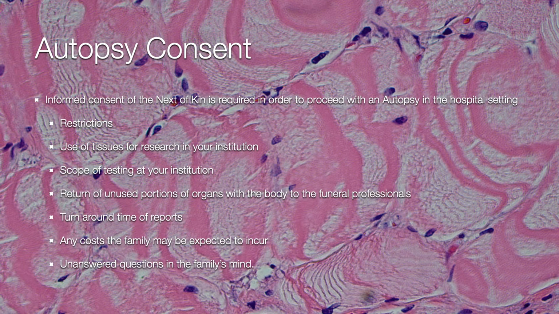When taking an informed consent for an autopsy, the items that need to be discussed include the restrictions for the autopsy, use of tissues for research, scope of testing provided by the hospital, return of organs with the body to the funeral professionals. It is important to manage expectations by discussing the expected turnaround time for all reports involved and any costs that the family may incur as a result of the autopsy. Most teaching institutions provide autopsy services free of charge to the family, but all aspects may not be covered, such as transportation from an outside facility or from their home.